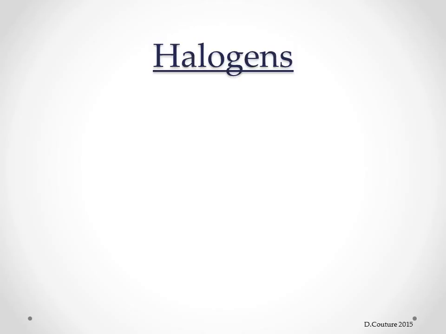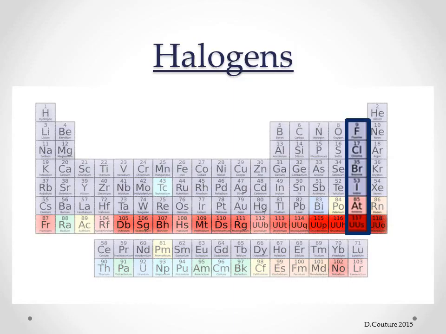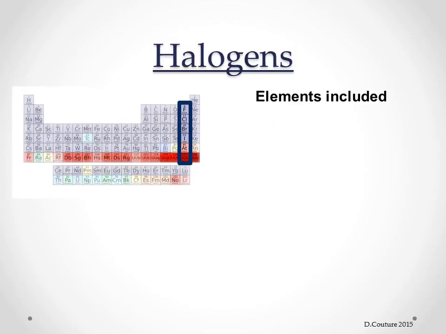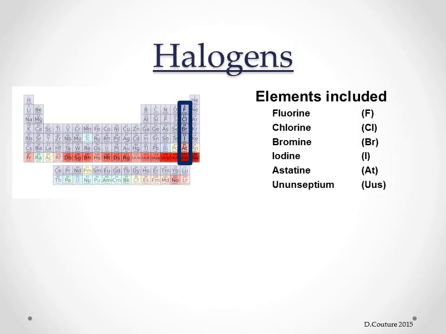We're moving on to the third family that we're going to look at in the periodic table, the halogens. And this is all the way on the other side of your periodic table. It's the before last column. So this includes elements such as fluorine, chlorine, and so on and so forth, all the way down to unseptium, which might have a better name at this stage of the game.